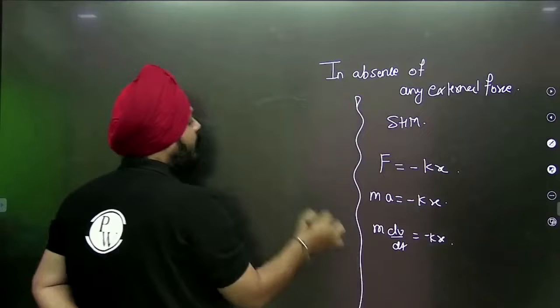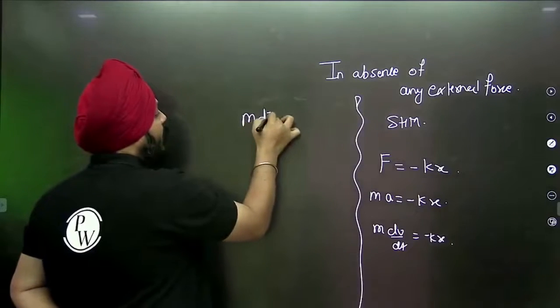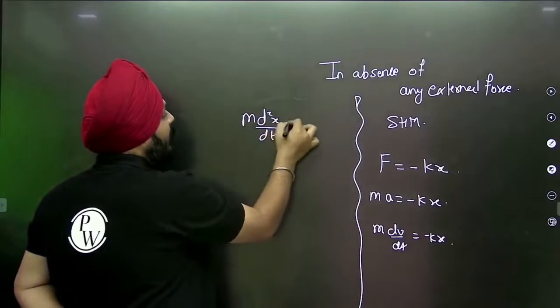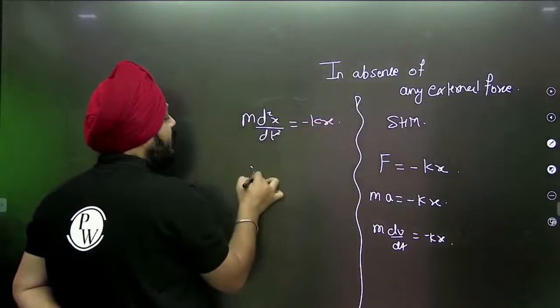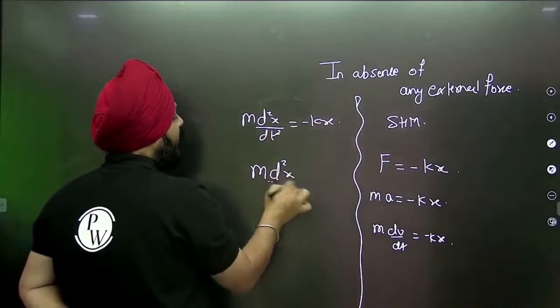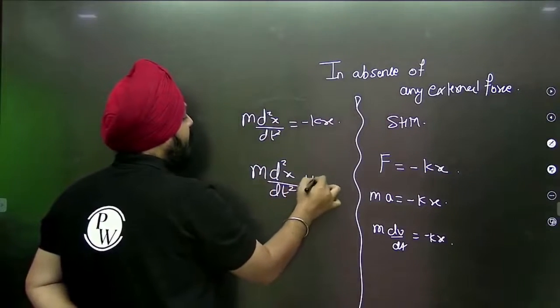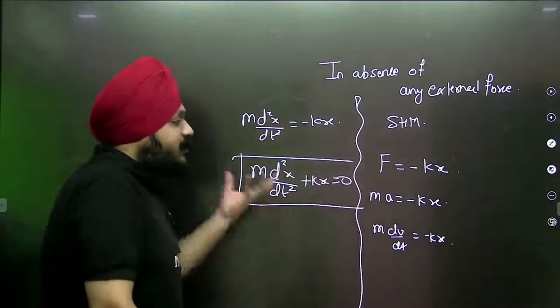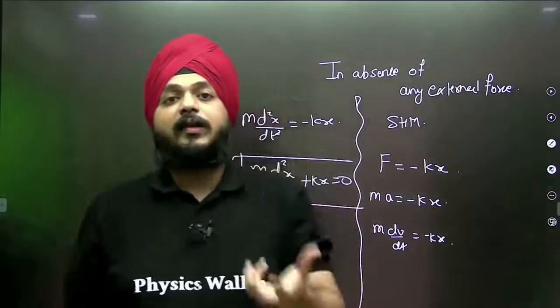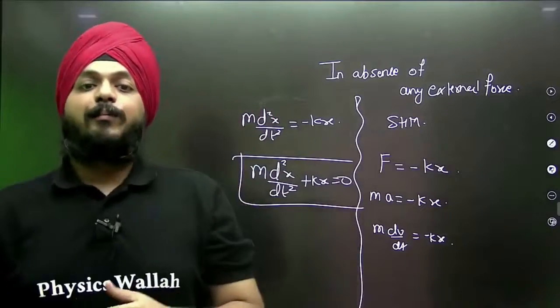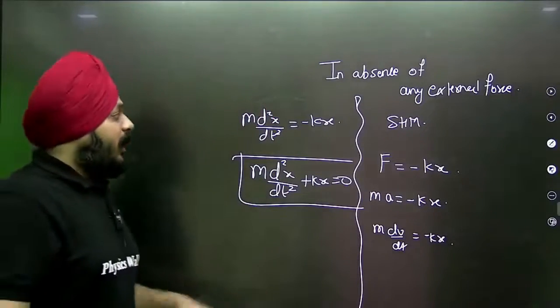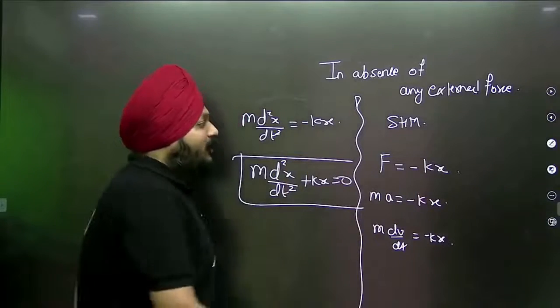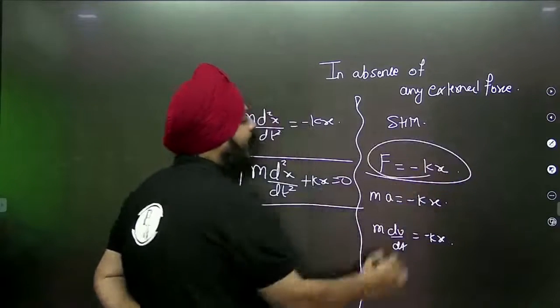Now here if I am replacing it with M into d square x by dt square, that is equal to minus kx. It's m d square x by dt square plus kx, that is equal to 0. This is the differential equation of the SHM that states there is no presence of any kind of damping forces. If there is no presence of damping force, then F is equivalent to minus kx.